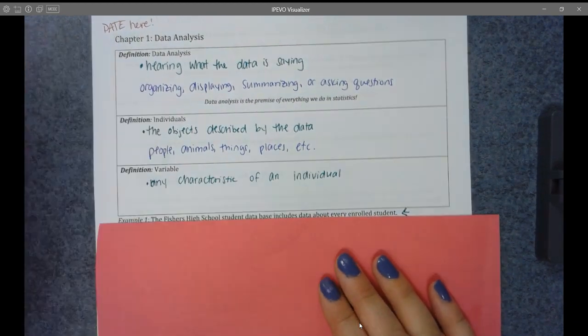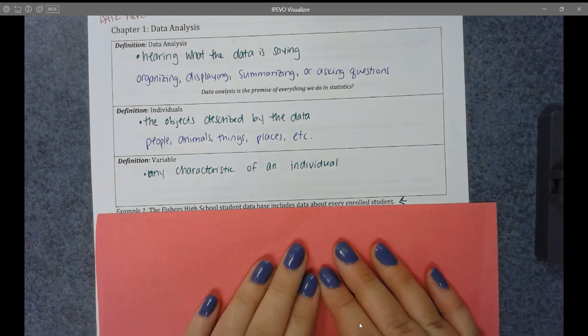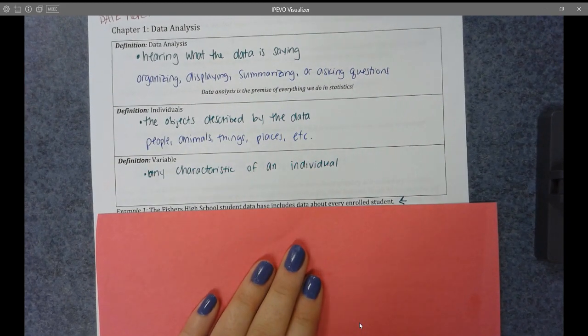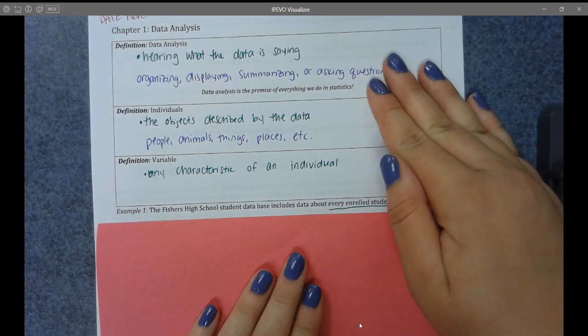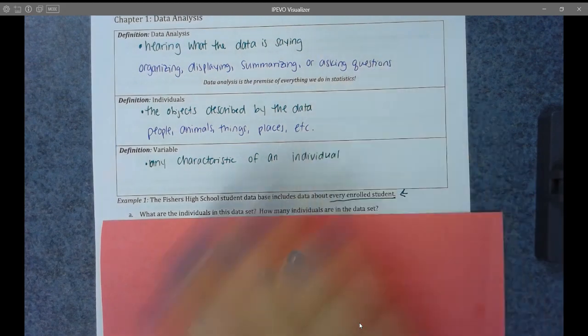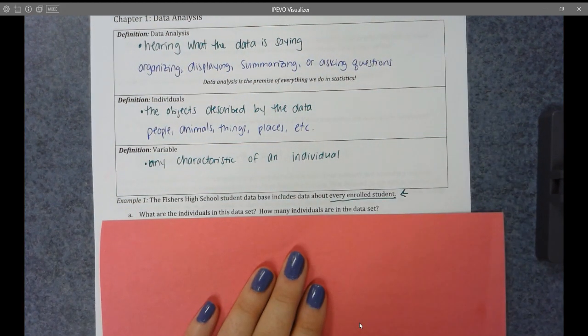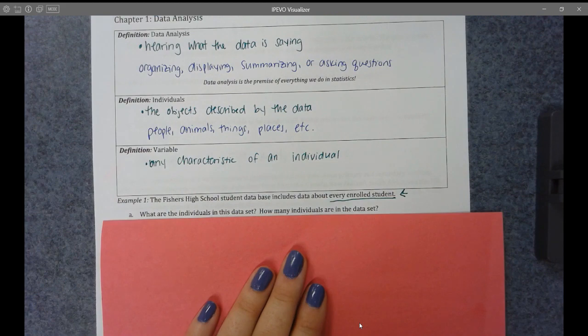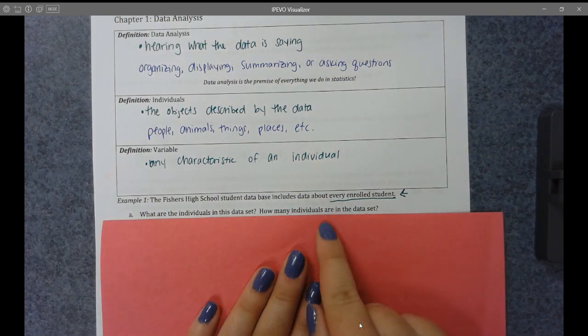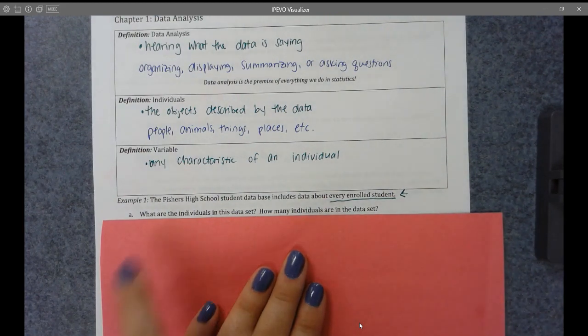Okay, let's look at our first example here. The Fishers High School Student Database includes data about every enrolled student. So the first question, question A: what are the individuals and how many individuals are in the data set? The second question we're going to have to guess on, but we can answer the first question. So go ahead and pause the video and see what you think the individuals in this data set are.